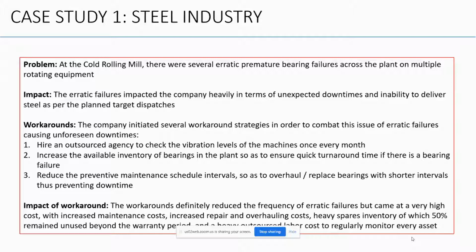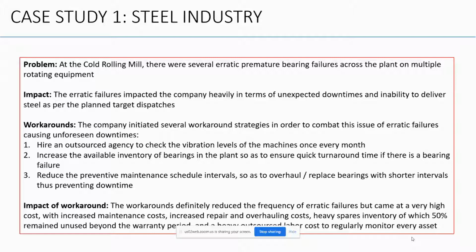This was mainly because the failures were so erratic in nature and unpredictable. It was important to have spares on hand so that the time to repair, the MTTR, was as low as possible. So in that case, the number of bearings in stock or in inventory had to be increased. So that was one more thing that was done. And the third thing was the overhauling interval was actually reduced.